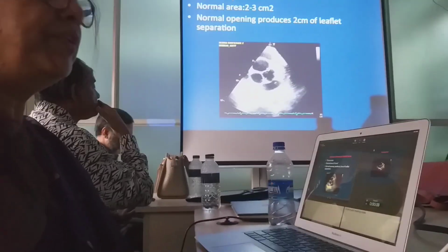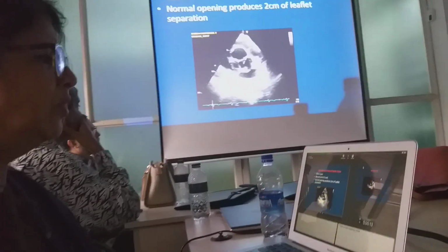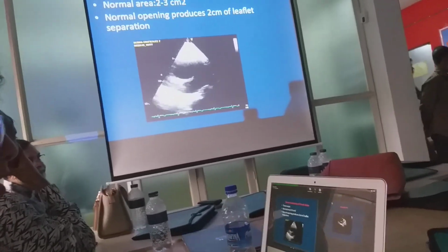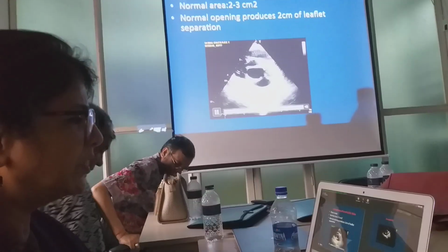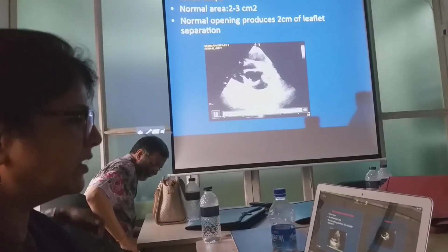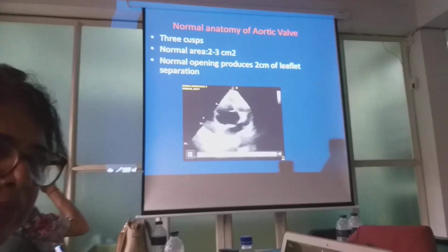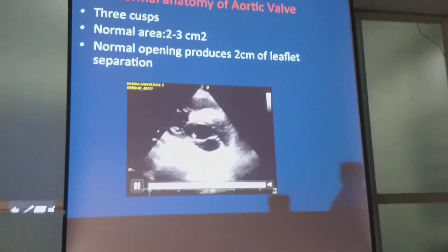Having an area of 3 square centimeter and normal opening produces 2 centimeter of leaflet separation. You see the 3 cusps. This is the RCC, this is LCC and this is NCC. Remember, the one near the interatrial septum is the NCC.